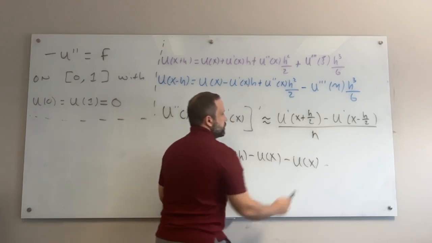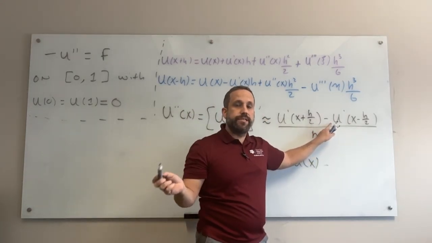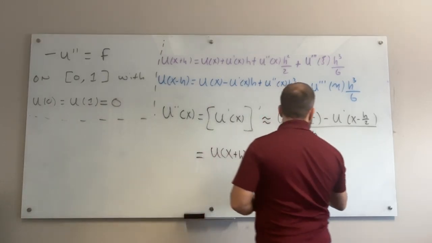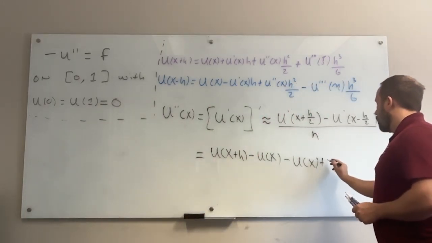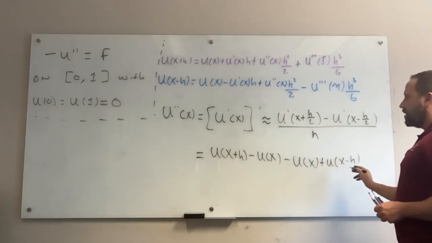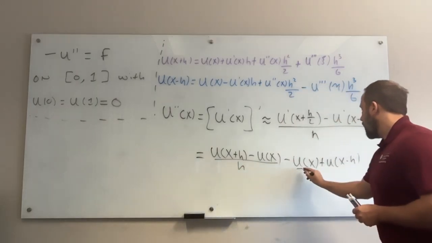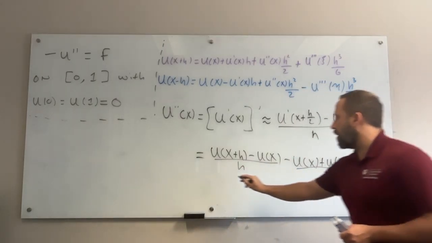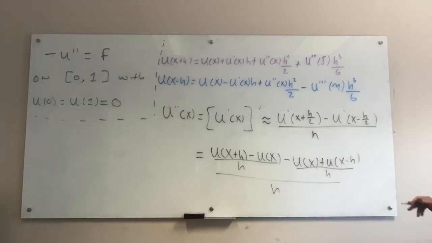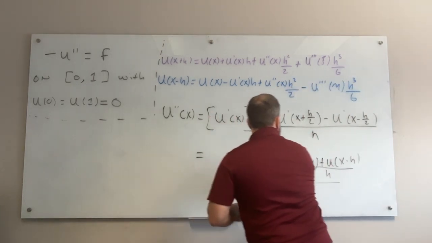And then, again, when I'm doing this approximation here, I'm going to subtract h over 2, which gets me down to u of x minus h. But there's a minus sign there, so it's going to be plus u of x minus h. And for this approximation, that's divided by h. And for this approximation, that's divided by h. And all of this is divided by h. Okay, so look at this, write it down, and we can simplify it in the following way.